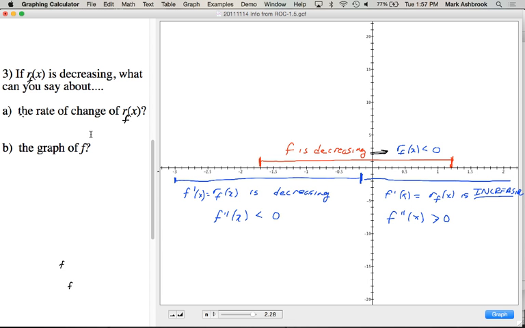Negative. So if R of F is decreasing, then the rate of change of R of F is negative. Agree? Right. And that's the derivative of the derivative, right? So the rate of change is negative. That's right. And what about the graph of F? Okay. And our preferred way to say that is?